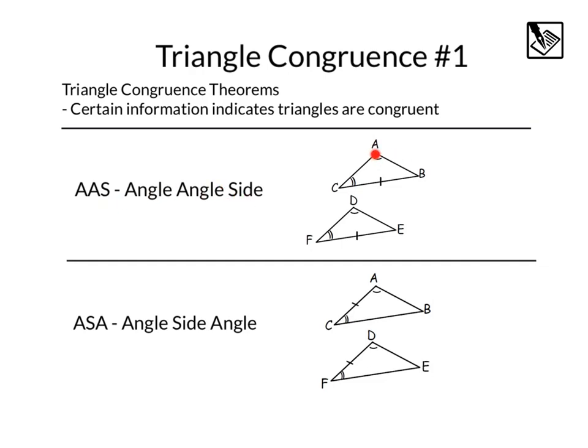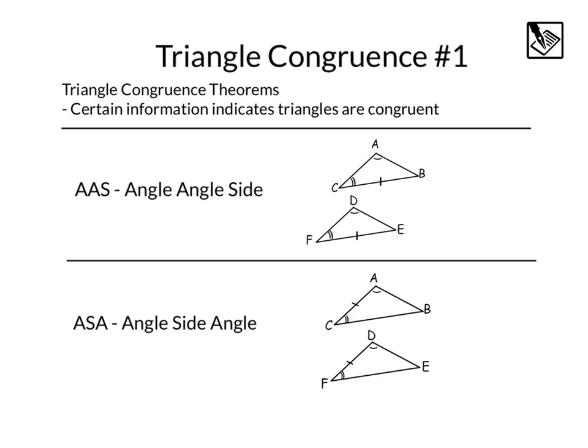We can see that angle A is congruent to angle D, angle C is congruent to angle F, and side CB is congruent to side FE from the congruent marks. This angle-angle-side relationship can tell us that these two triangles are congruent.